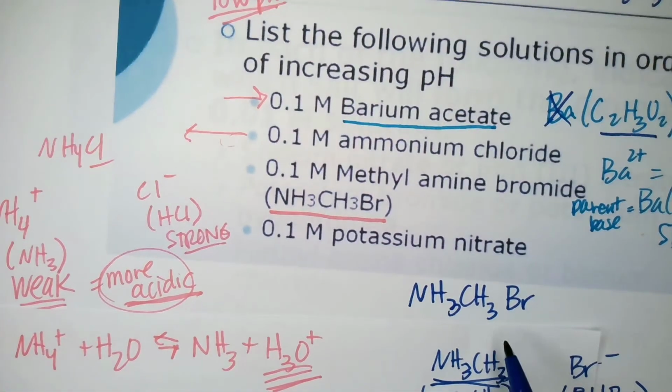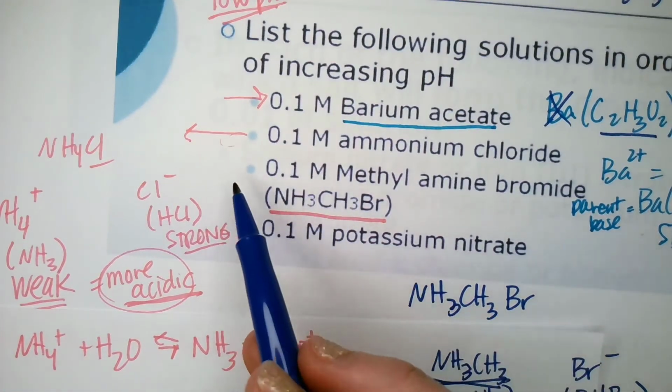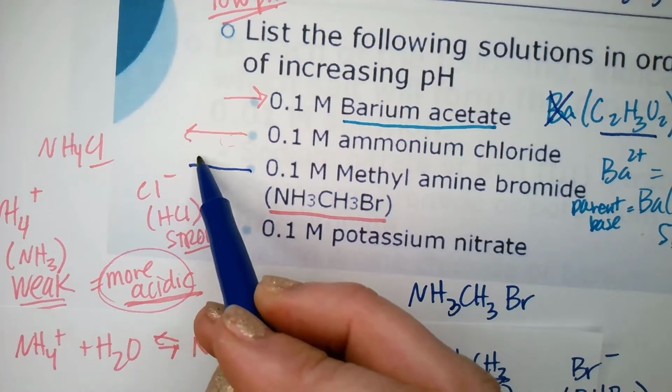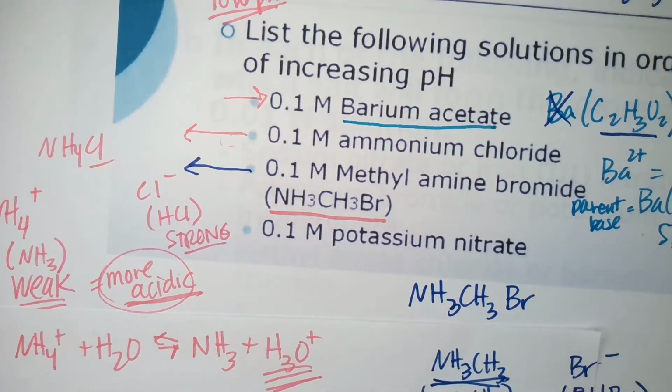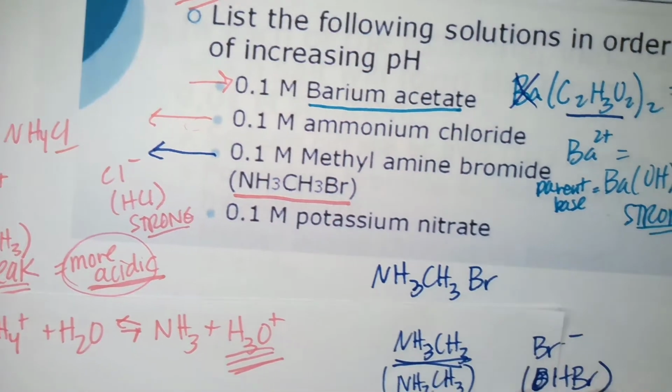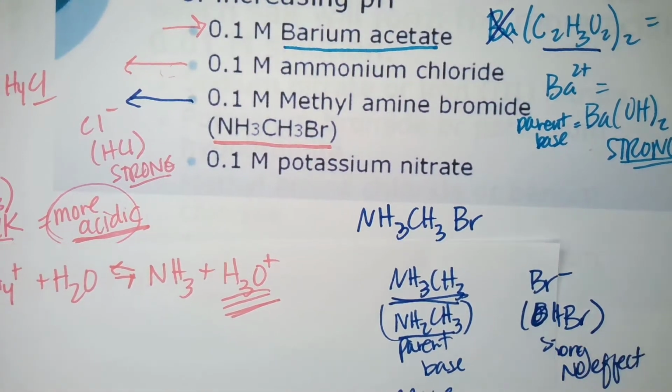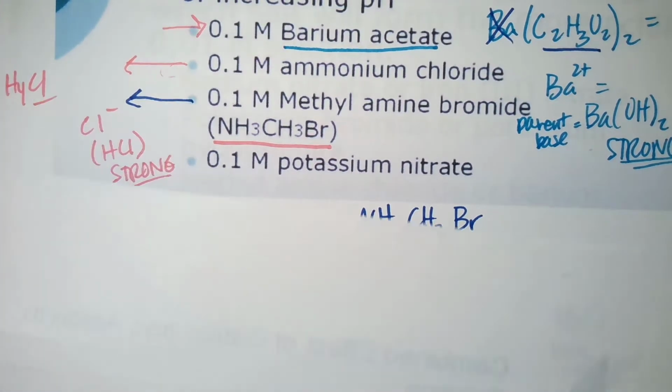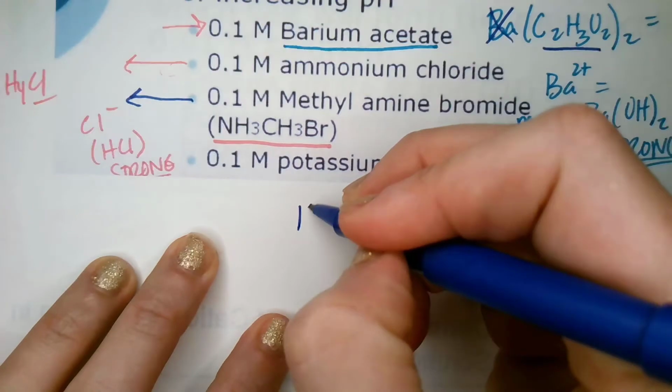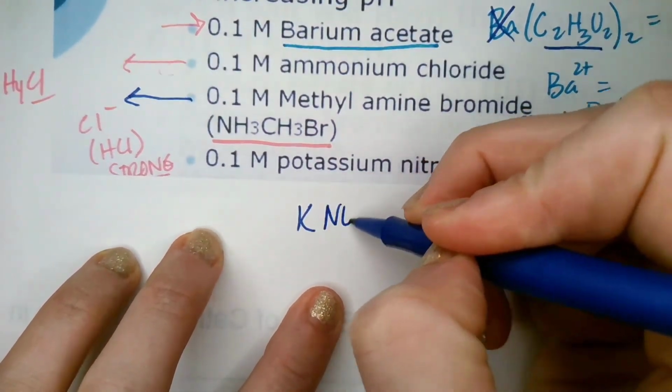So we're going to have to compare methylamine bromide and ammonium chloride because we said both of these are going to be more acidic. Let's look at potassium nitrate first, and then we'll come back to that one. So, potassium, KNO3.